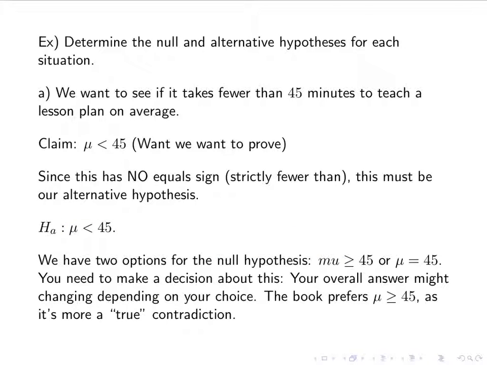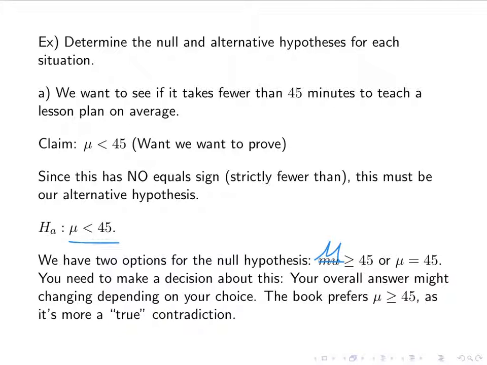When we have mu is less than 45, there are two options for the null hypothesis. And that is supposed to be the symbol mu. We can either have mu is greater than or equal to 45, or mu is equal to 45. So if you go back and look at that table, either one of these null hypotheses has this as an alternative hypothesis.